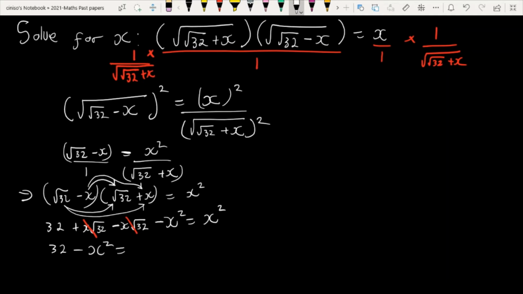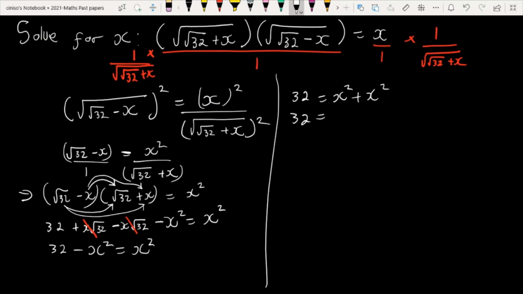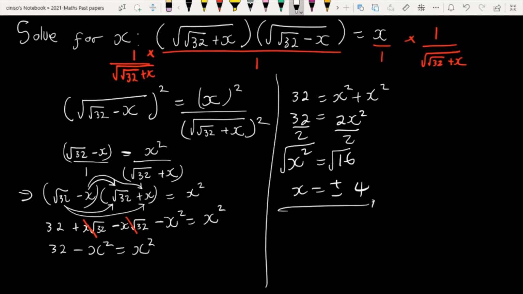And then you notice that these two will cancel, and then you have 32 minus x squared is equals to x squared. Then you transpose the minus x squared, we have 32 is equals to x squared plus x squared, which is 32 equals to 2x squared. Divide by 2 both sides. We have x squared is equals to 16, and then you put your square root both sides. x is equals to plus or minus 4. So this is your answer. So you're going to substitute this answer into your original equation and see if it is correct.